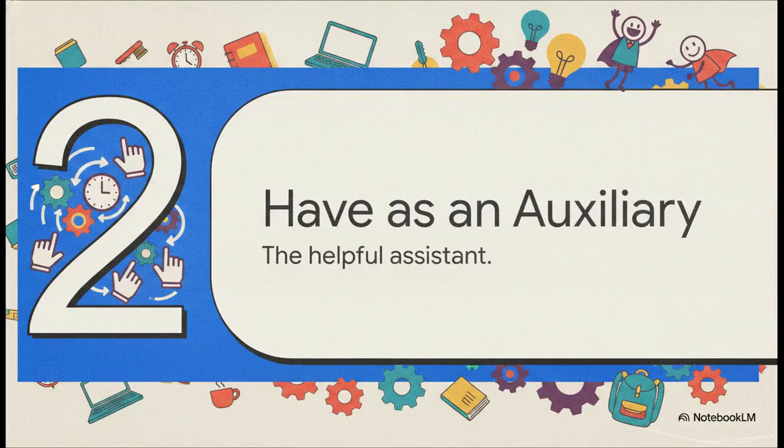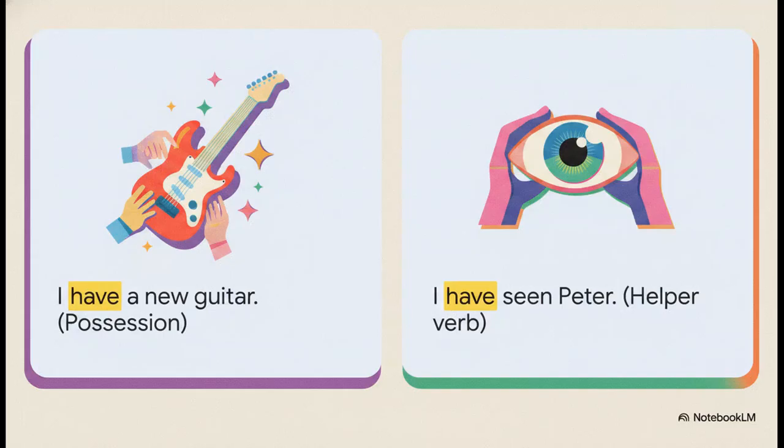Section 2. Have as an auxiliary verb, the helpful assistant. It's really important to understand that have plays 2 completely different roles in English, and comparing them side by side creates such a great aha moment. Think about the phrase, I have a new guitar. You own the guitar. It's yours. That's possession. But now consider the phrase, I have seen Peter.